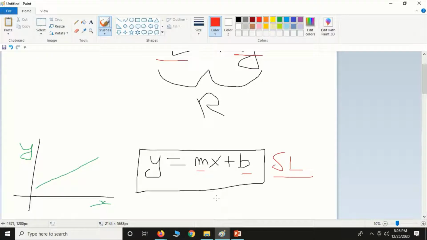What is m, what is b? Let's see it now. M is called the slope. M corresponds to the slope. B corresponds to the y intercept. It's stated as y intercept.